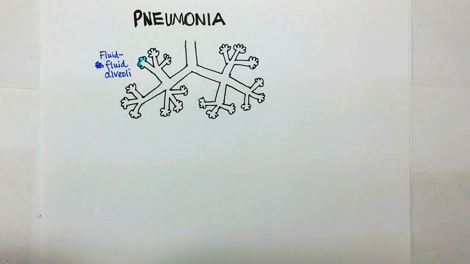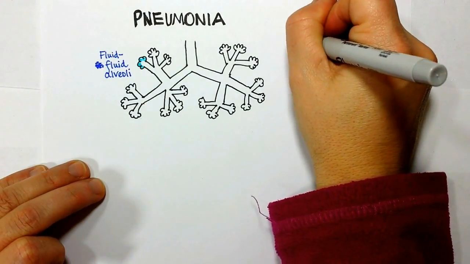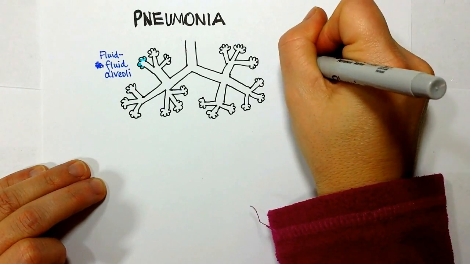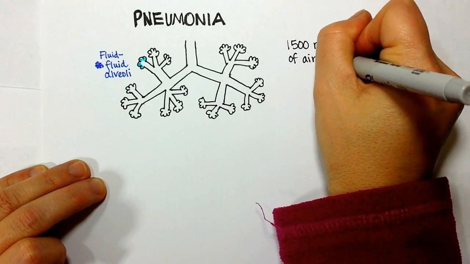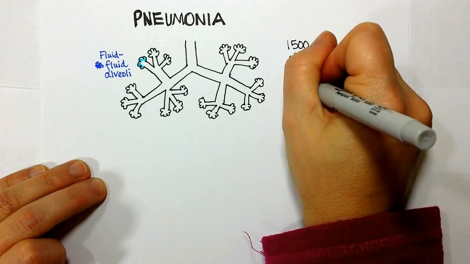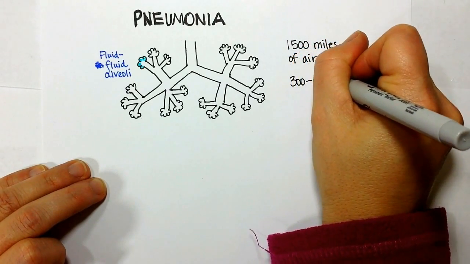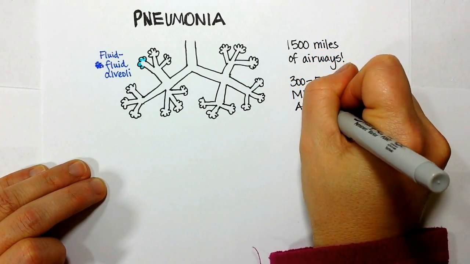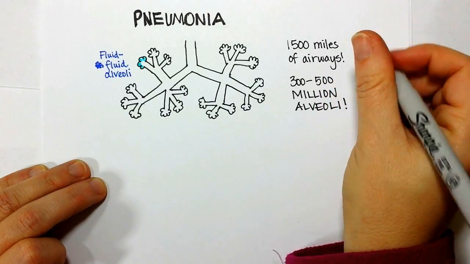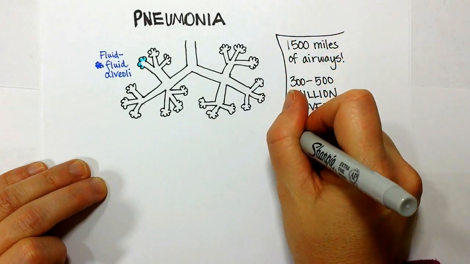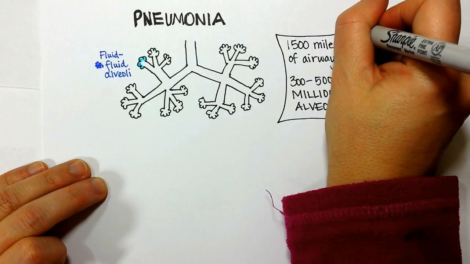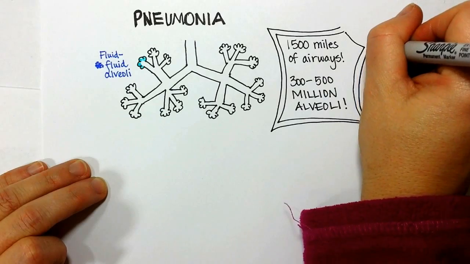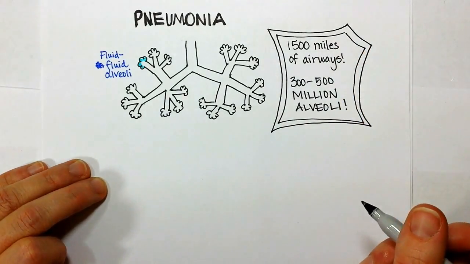In your lungs you have, believe it or not, about 1,500 miles of airways, and about 300 to 500 million alveoli. Isn't that impressive? That's because these thin, delicate membranes need lots and lots of surface area to exchange all the gas that you need.